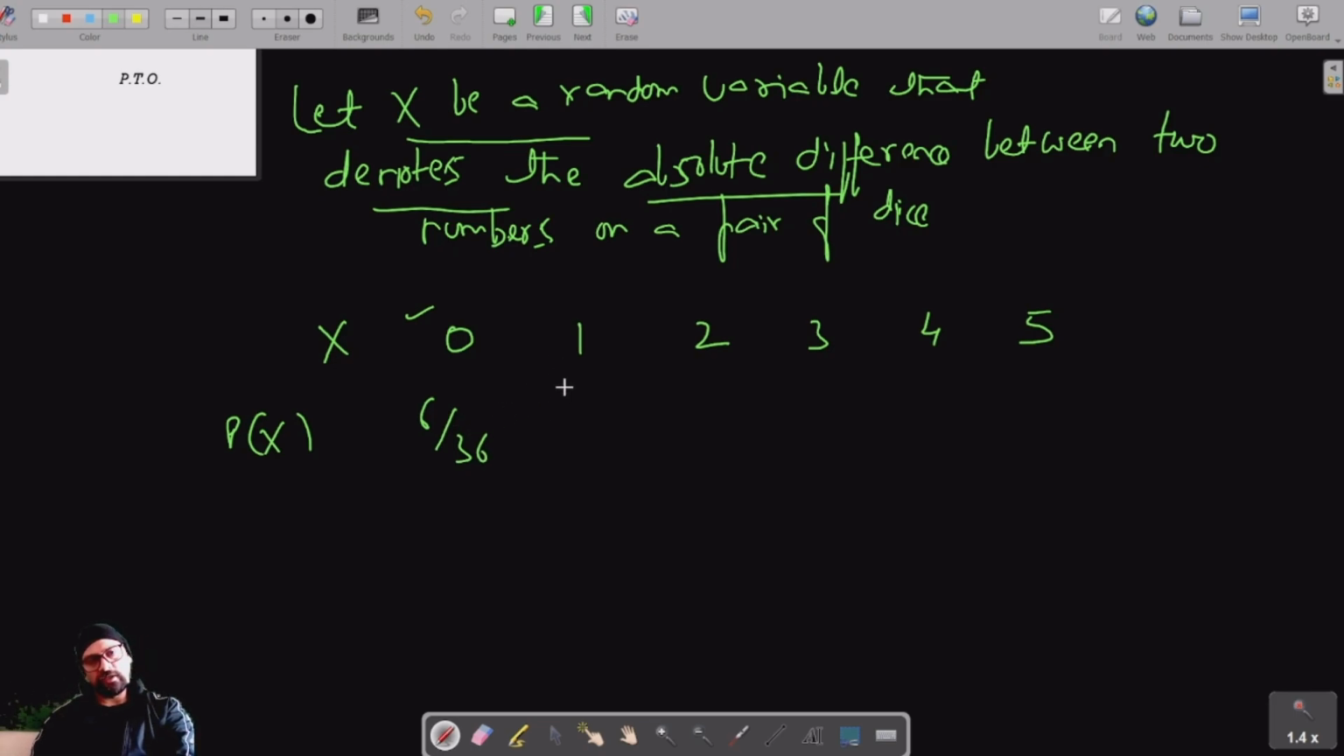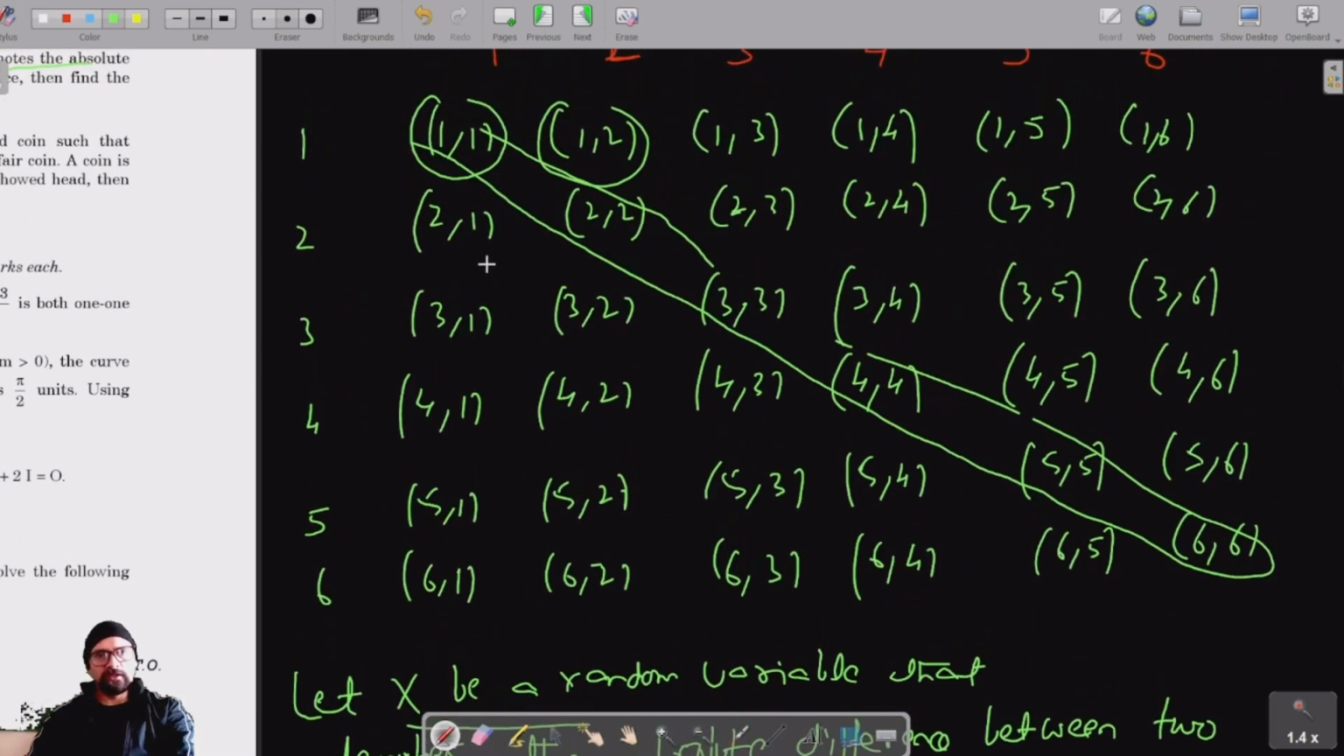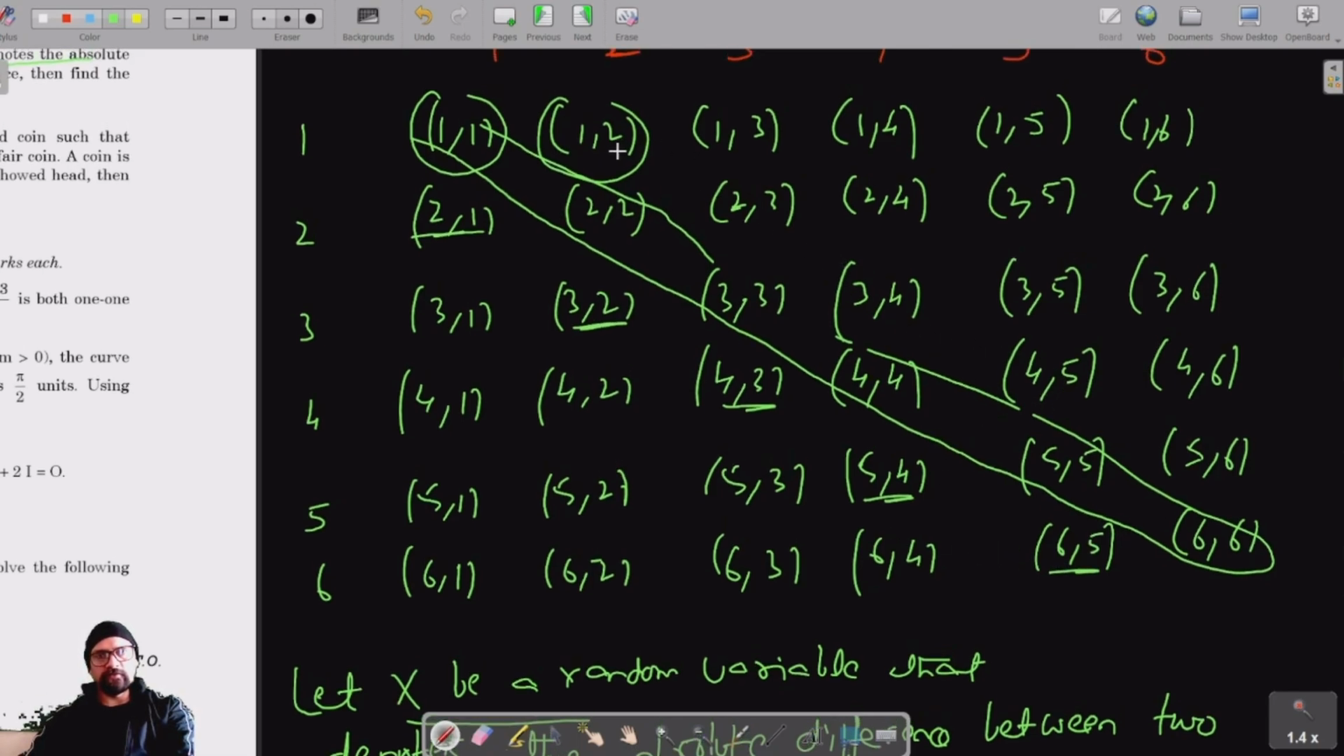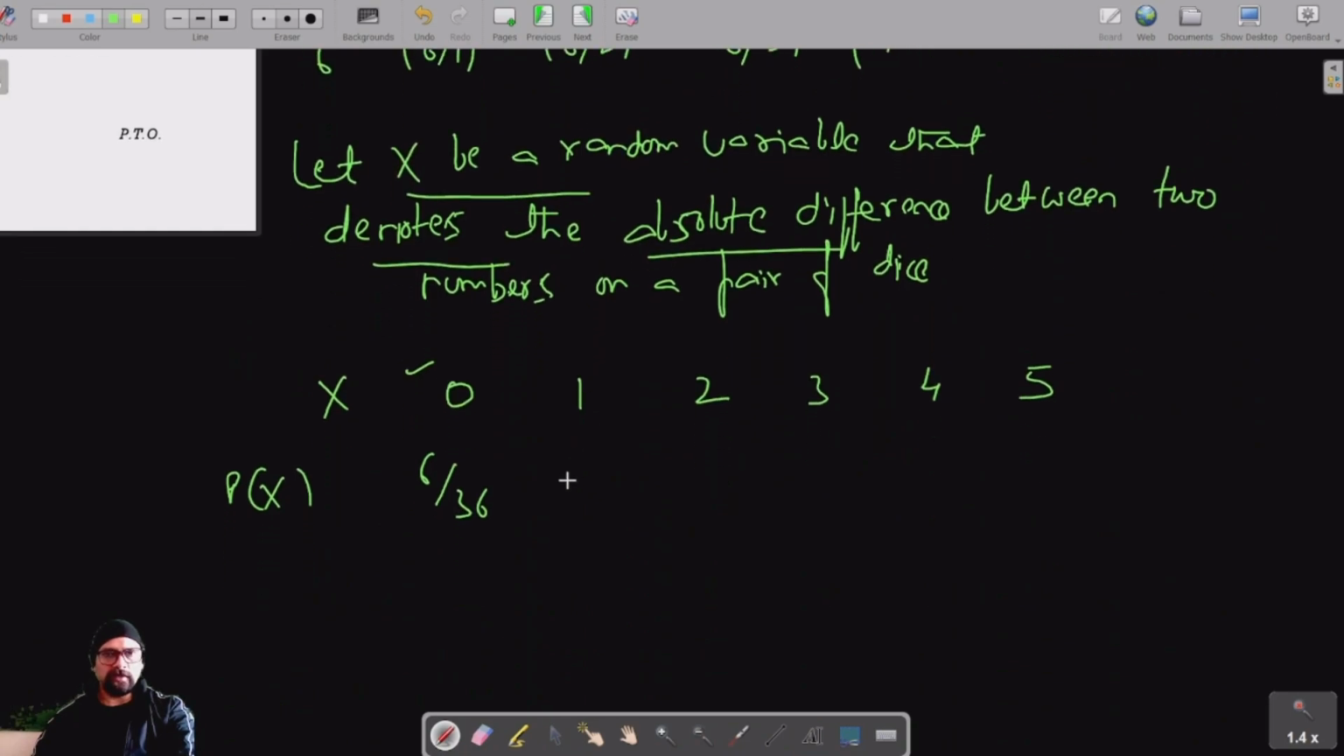When the absolute difference is 1, the cases are: 2 1, 3 2, 4 3, 5 4, 6 5, and their reverses, 1 2, 2 3, 3 4, 4 5, 5 6. If we count these, there are 10 favorable outcomes: 1, 2, 3, 4, 5, 6, 7, 8, 9, and 10. So the probability is 10 by 36.